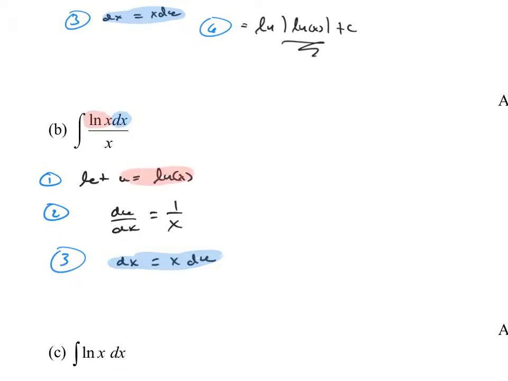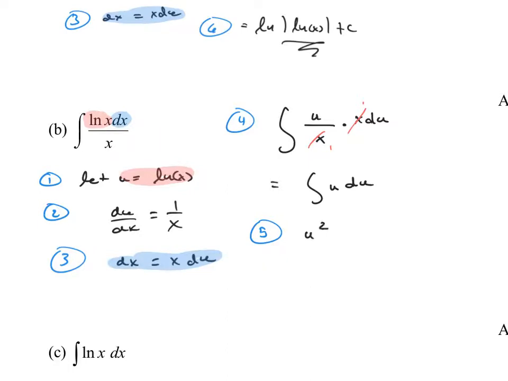When we do that, we end up with step 4, which is rewriting the integral. The integral would be u over x, and this would be times x du. Notice the x's simplify here, and we end up with the integral of u du, which is easy enough to use the power rule on. The integral of u du would be u squared over 2, or 1/2 u squared, plus c.